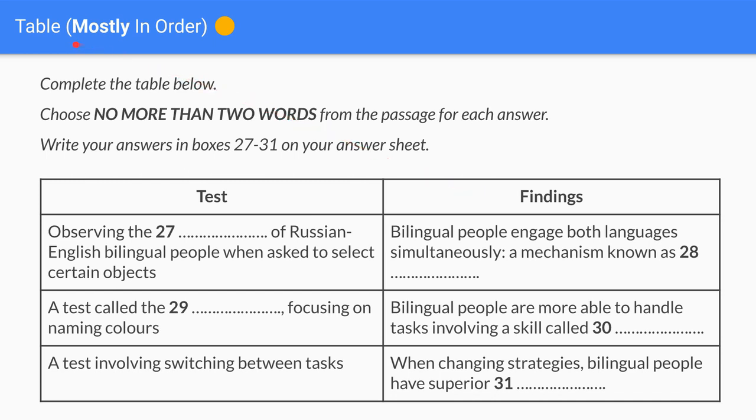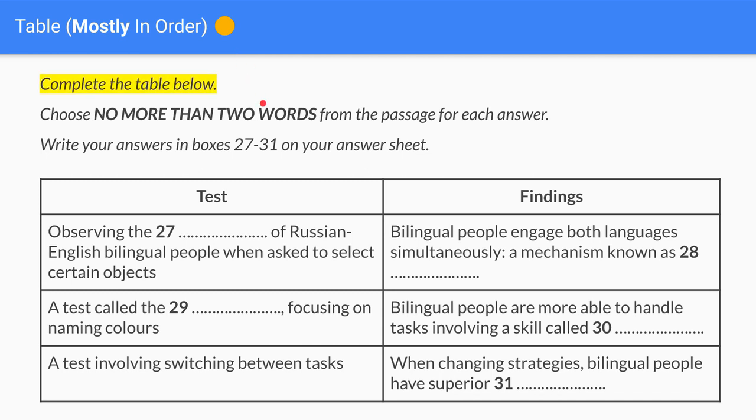Now this question goes mostly in order, and remember that anytime you have a question that goes mostly in order, you have to assume that it goes in order when you are looking for the answers to the questions in the reading passage. Always assume that these questions go in order. But keep in mind that there will be about 10 to 20% of the times when these questions don't go in order. The next thing to note is that this one has a yellow dot, which means that these questions have a medium level of difficulty.